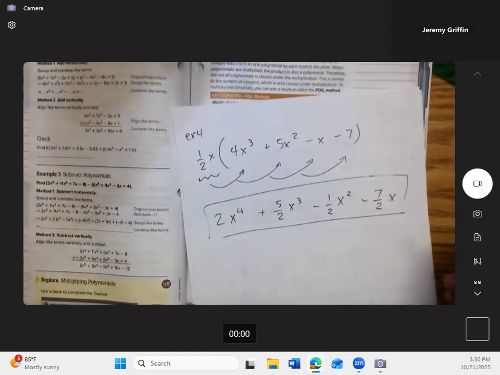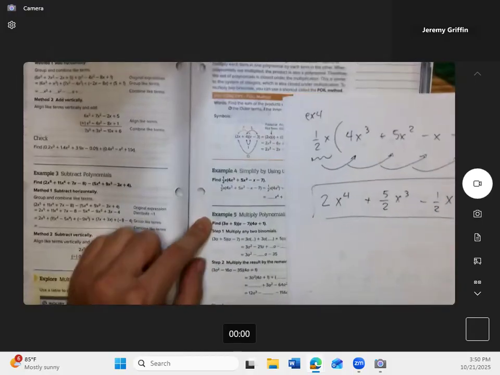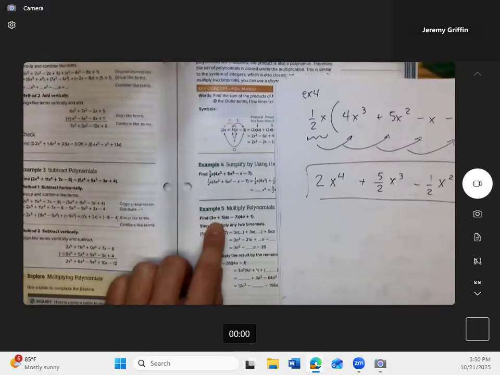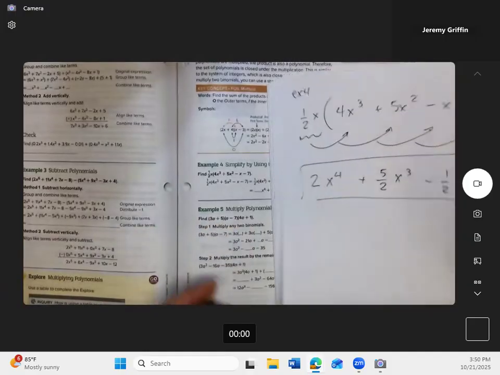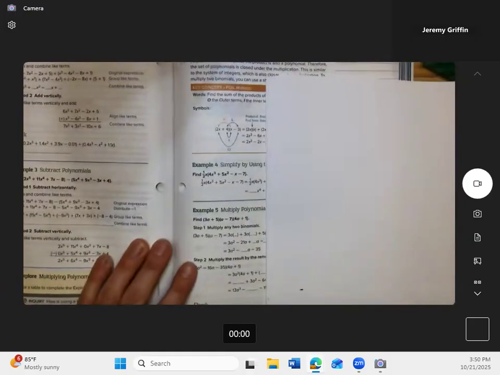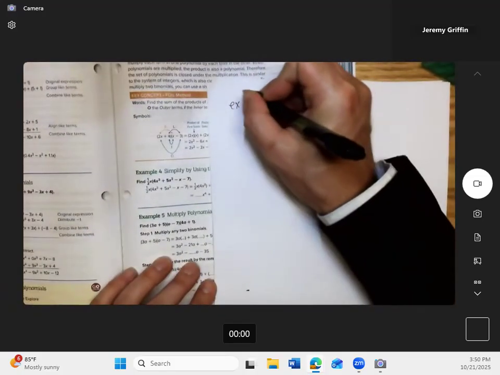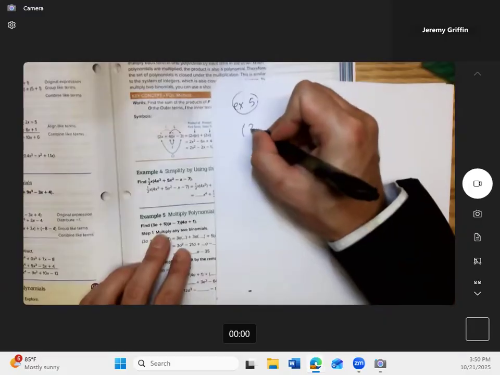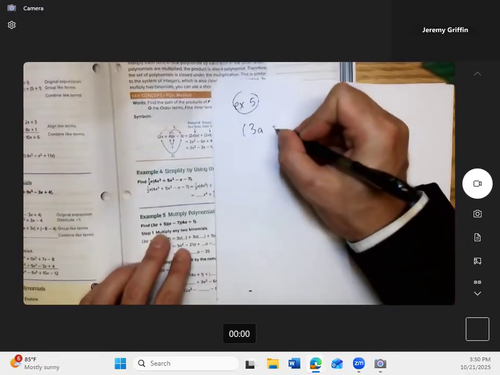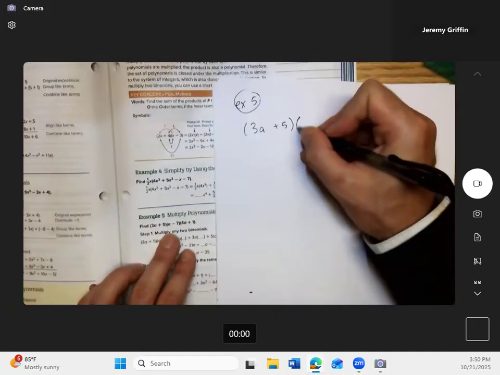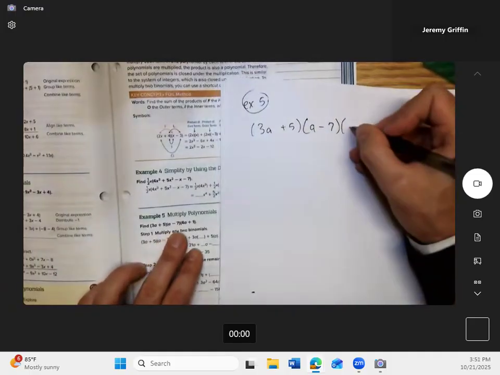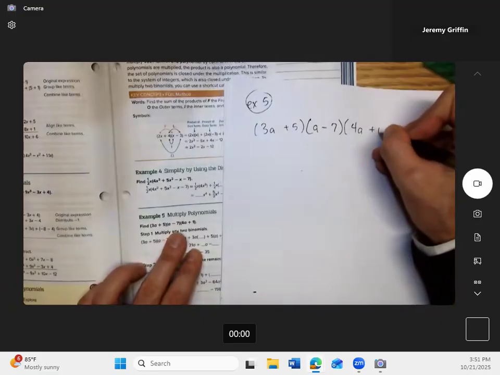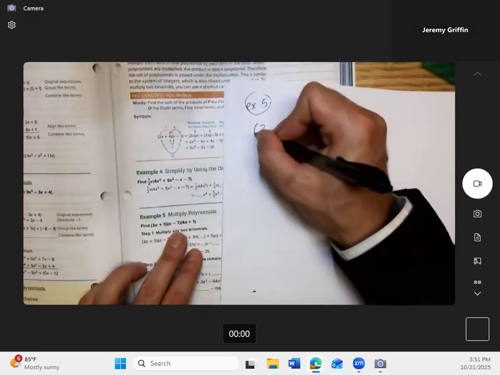Boom, done. Now, example 5 is a little trickier because now we've got a whole expression times a whole expression times another whole expression. Some more paper for this one. So, example 5, right, what if I have 3a plus 5, a minus 7, and 4a plus 1? Right, so a, you can think of kind of like x, it's the same idea.